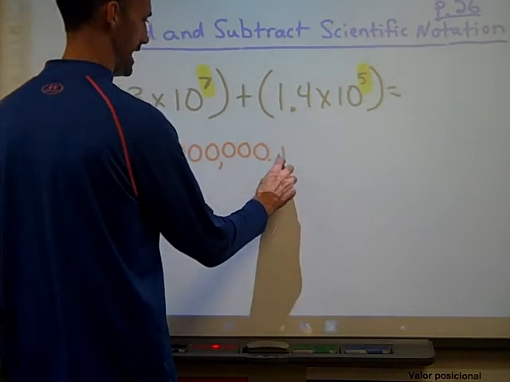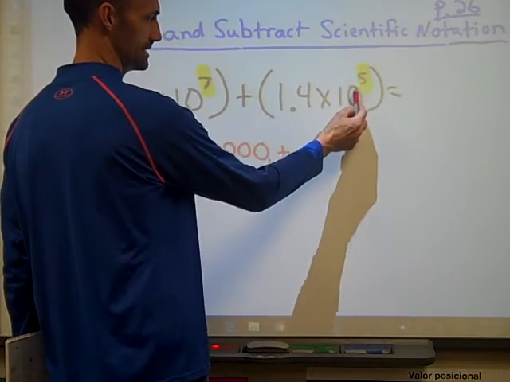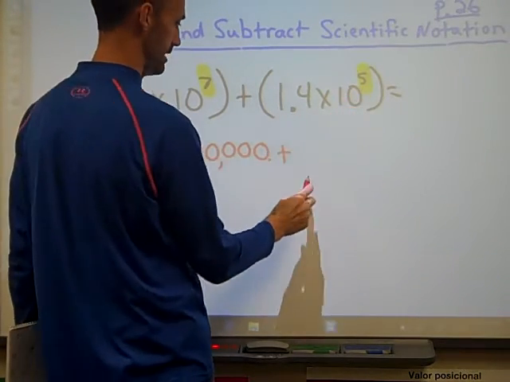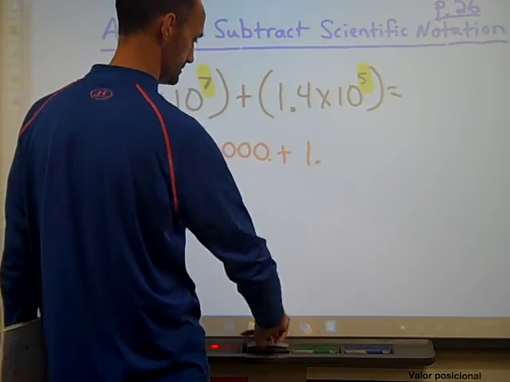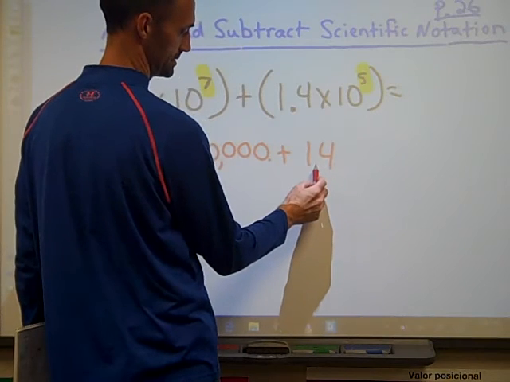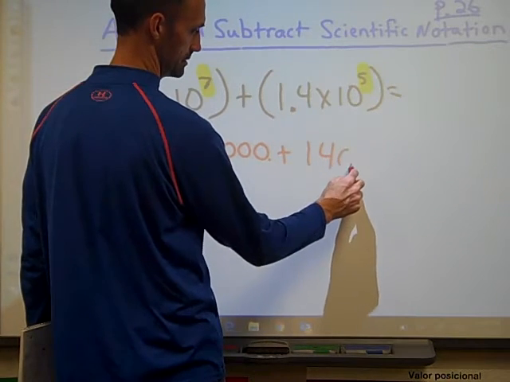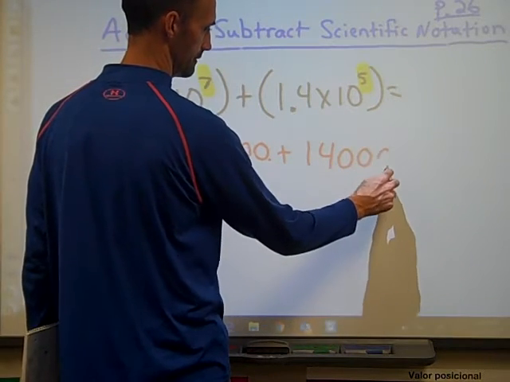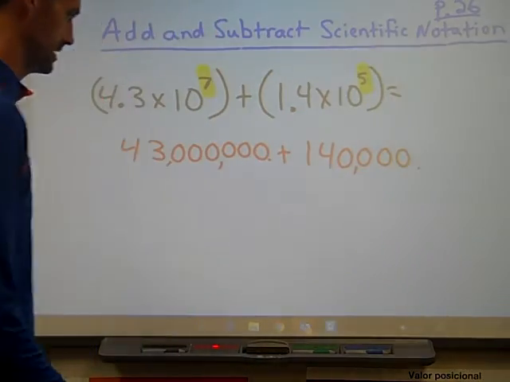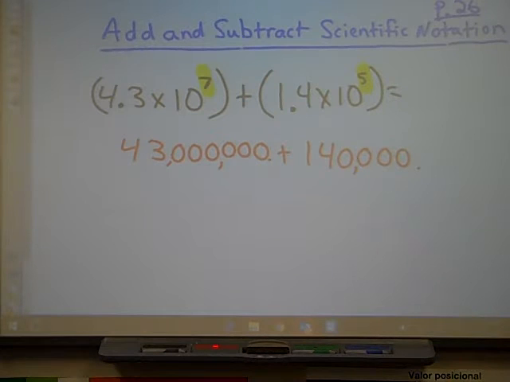And then we're going to add, and over here, positive exponent, decimal is going to move 5 to the right. So the decimal is here. There's 1, 2, 3, 4, 5 places to the right. Put my comma in to make it easier. So now I'm going to add those two numbers.